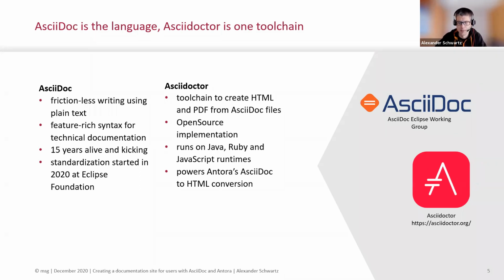It's an open source implementation. It runs on either Java, Ruby, or JavaScript runtimes. Inside it's all Ruby, but then it's transpiled to JavaScript. And Asciidoctor is what powers Antora inside when it converts AsciiDoc to HTML. And Antora then does all the wiring around it to make a full documentation site out of this HTML.